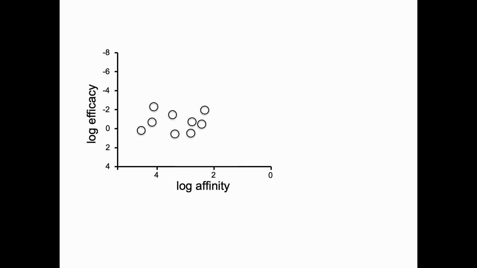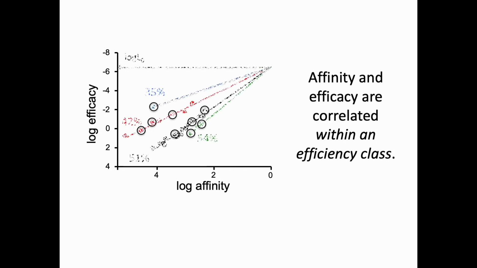The point I want to make is that that is true only if you ignore the class structure of efficiency. Affinity and efficacy are correlated. They're very closely, tightly correlated within an efficiency class. So here it is. The circles are the ones that I showed previously, and you can see that in an efficiency class you get a tight correlation. So the idea that affinity and efficacy are not correlated only pertains when you ignore the fact that there is an efficiency. And efficiency is a new idea, so most people haven't taken that into consideration.